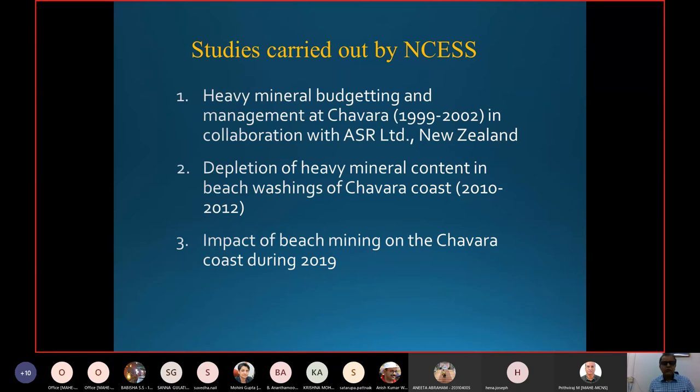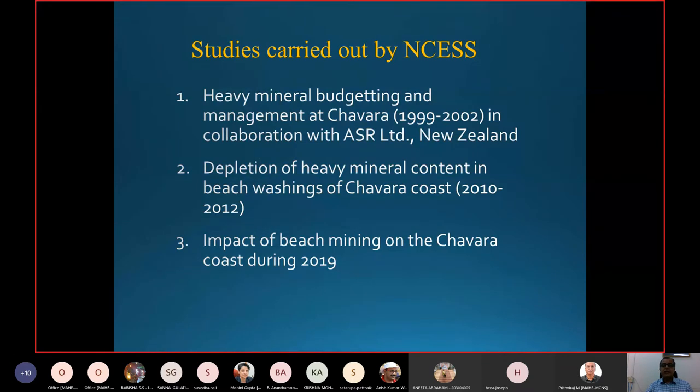And we made three studies in 1999 onwards. We did a study in this area in 2002, in collaboration with New Zealand, with the University of Waikato. And then in 2010 and 2012, we did another. As I said, there was a drastic reduction in the heavy mineral concentration on the beach.